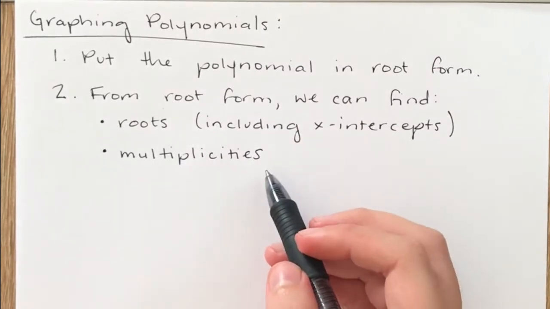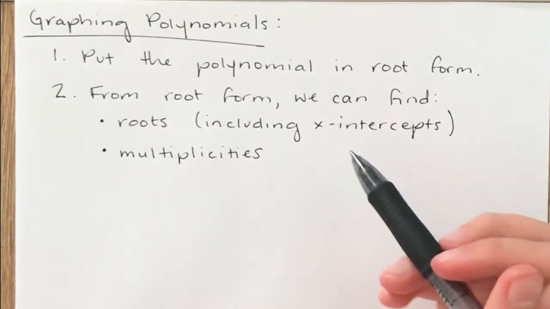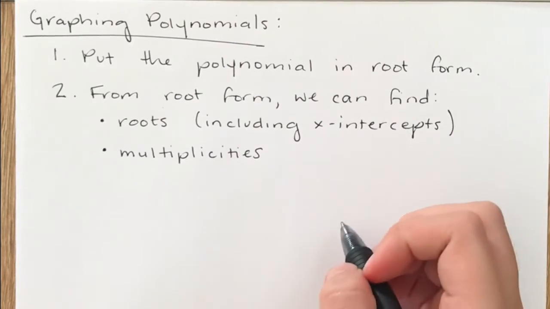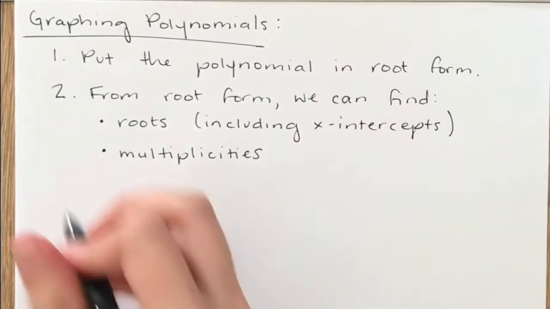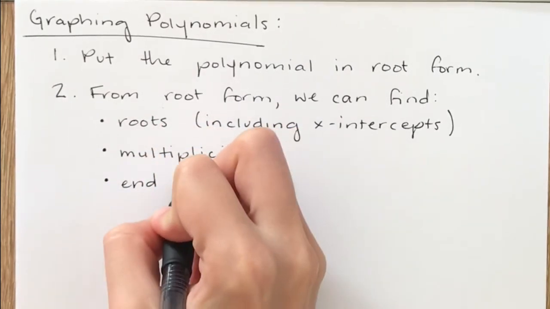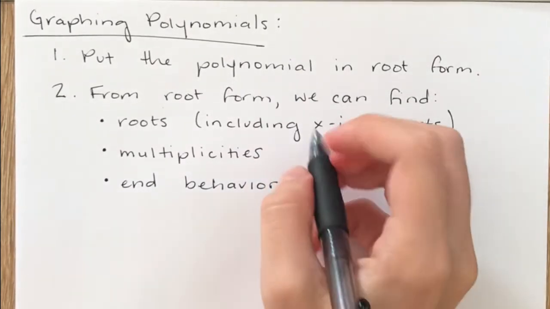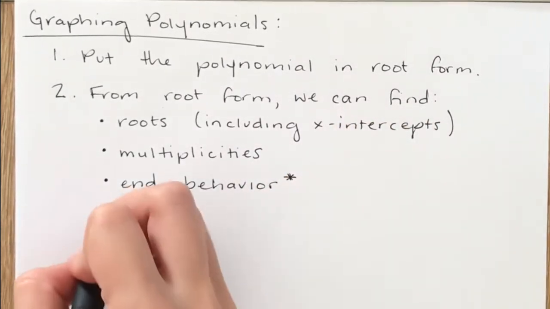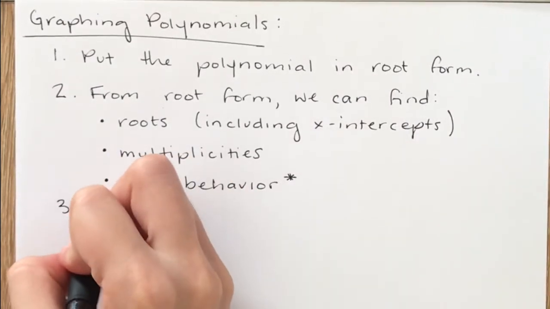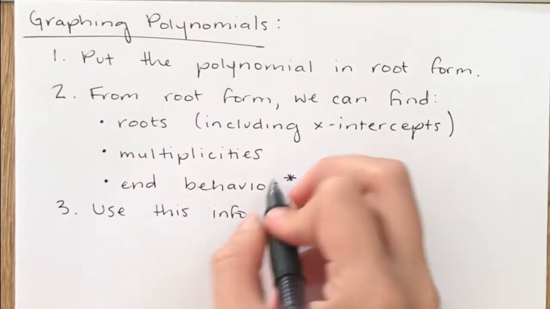What is the multiplicity of a root again? Well, remember, it's the number of times that a root shows up in the list of roots, right? And the multiplicity will tell us the shape of the graph at that root. We'll see some examples in just a second. Last but not least, we can determine the end behavior of the graph. I'm going to write more about this in just a second, so I'm going to give it a little asterisk. 3. Then we can use this information to graph.